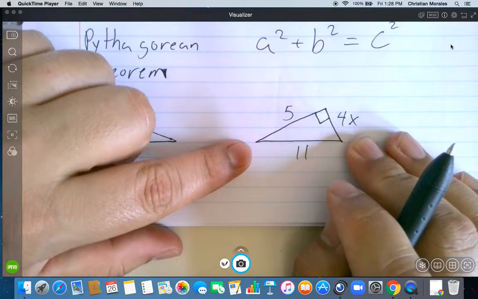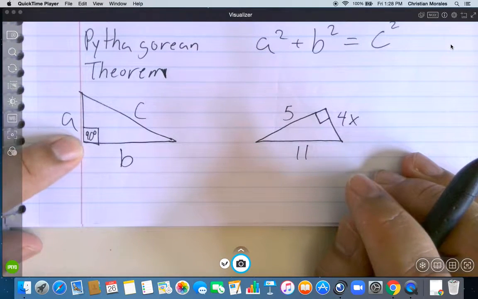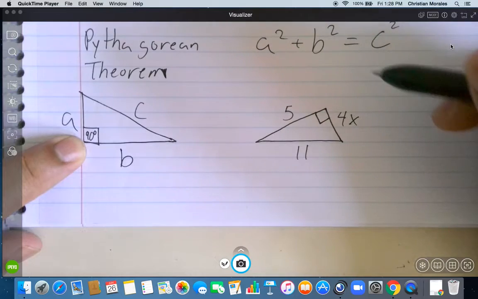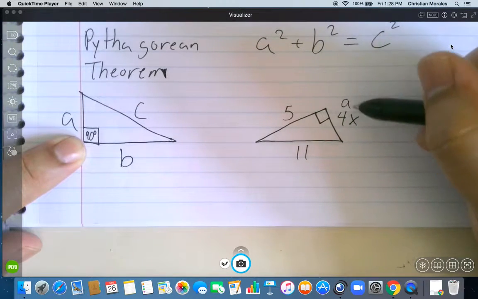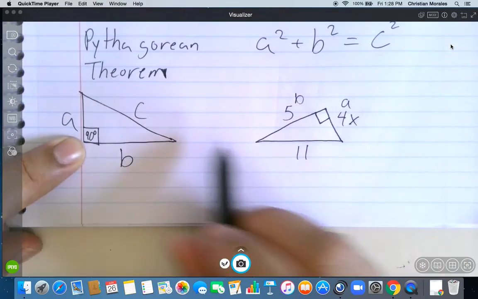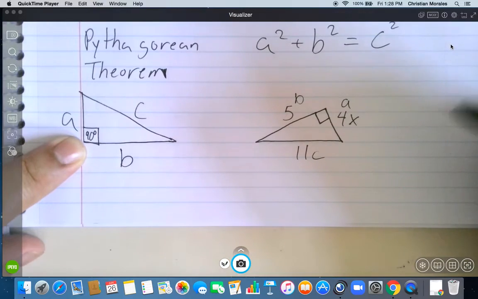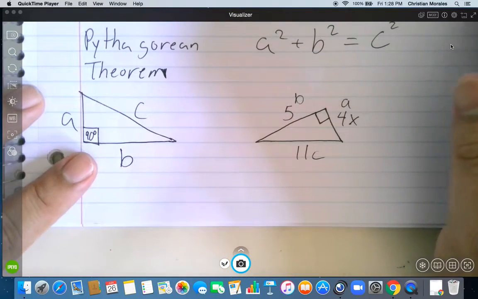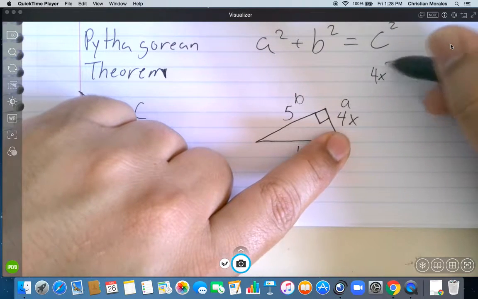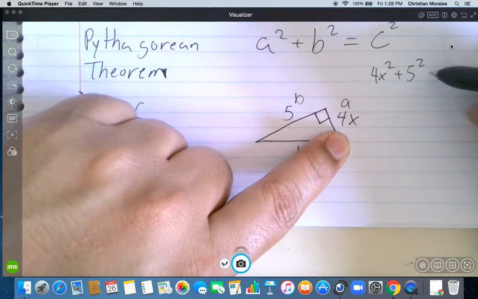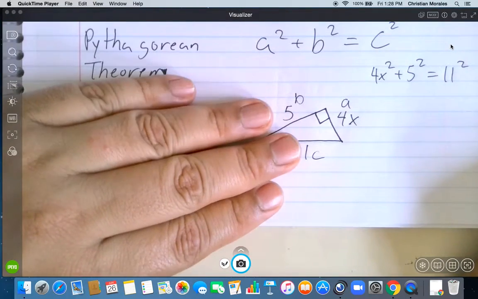Here's a right triangle. Now, if you notice, the parts that are next to 90 degrees, next to this box, are A and B. So we're going to say this is A and this is B. The longest side is C. So just fill it out correctly. If you don't fill it out correctly, you're going to have some issues. So we would do 4x squared plus 5 squared equals 11 squared. That's how you would set it up.